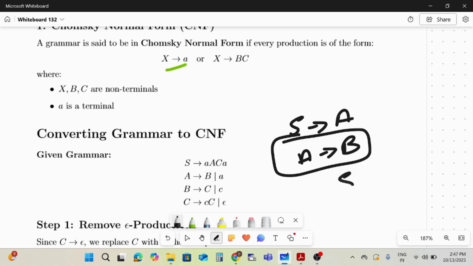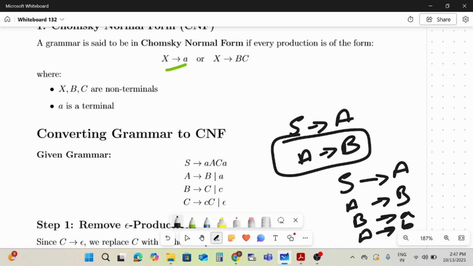Similarly, you have something like S tends to A, A tends to B, B tends to A. But you have one more production, D, and it is taking B, but it is not reachable from the initial state. So this is also of no use. This is not a reachable one. This is a useless production.